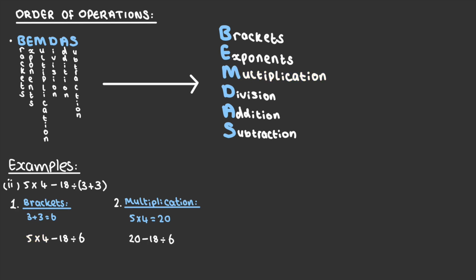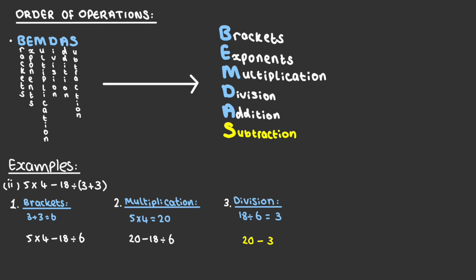Now we can update our sum. We do this by replacing 5 multiplied by 4 by 20. Here we have 20 minus 18 divided by 6. The next operator on our list is the division operator. Since division is present in our sum, we must use the division operator to calculate 18 divided by 6. Here we get 18 divided by 6 is equal to 3. Replacing 18 divided by 6 with 3 in our sum, we find ourselves left with 20 minus 3.